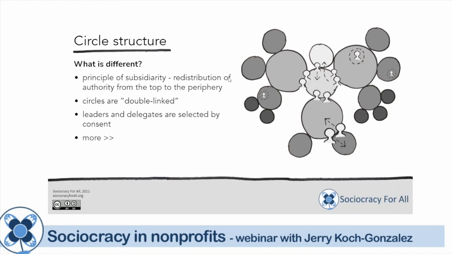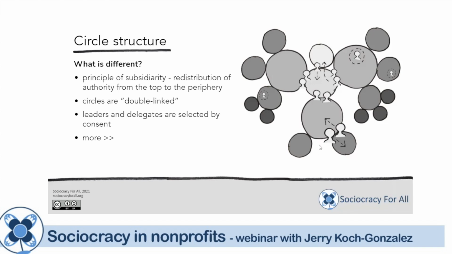But what's different is this principle of subsidiarity, the redistribution of authority from the top out to the periphery. So it's no longer the board in charge of everything, making all the decisions, or even the management team being in charge and telling everybody else what to do. It's the circles on the periphery that are carrying out most of the work, and for the most part, having authority and responsibility to make their own decisions.